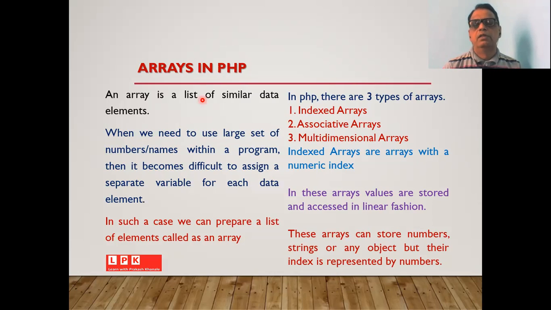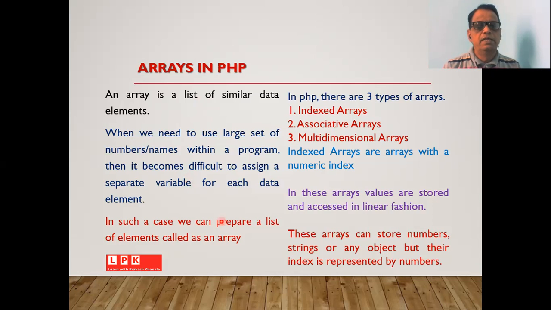Frequently, whenever we deal with programming situations, we need to use a large set of numbers, or sometimes we may need to deal with a large set of names within one program. In such a case, it is not possible to assign an individual variable to each number or each name. Therefore, we can make a list of the numbers or a list of the names, and assign only one name to this list. And this can be achieved by making use of the array.